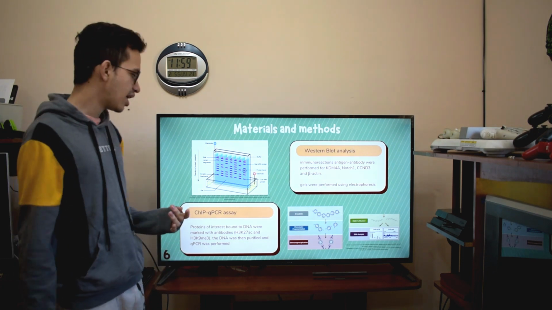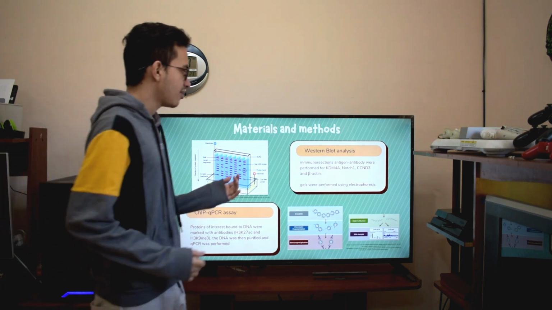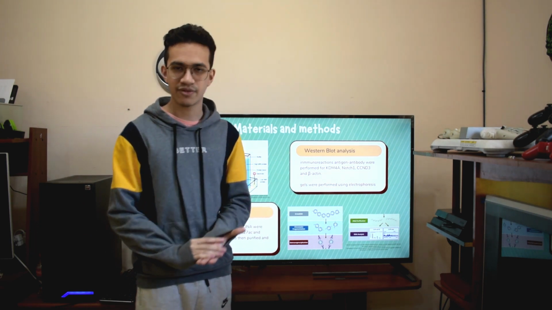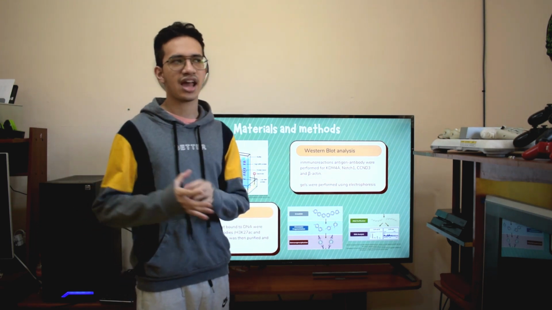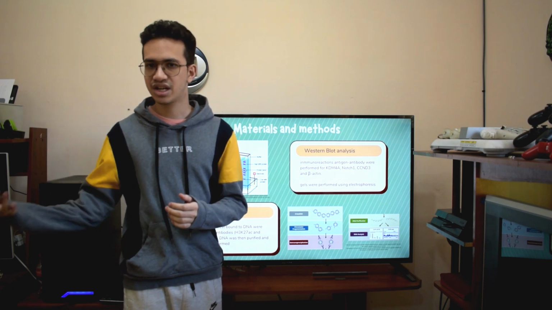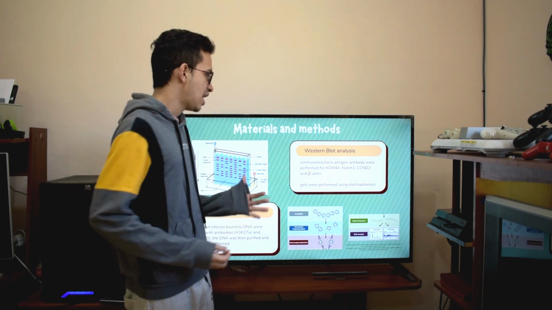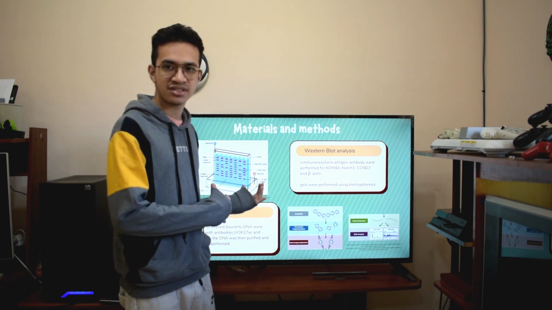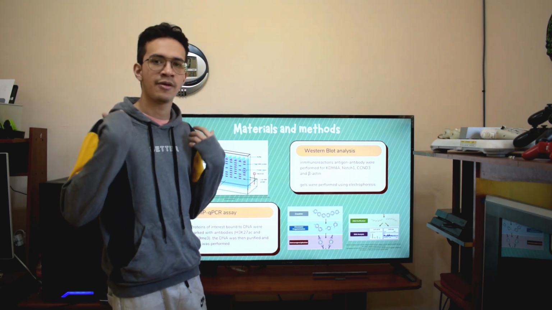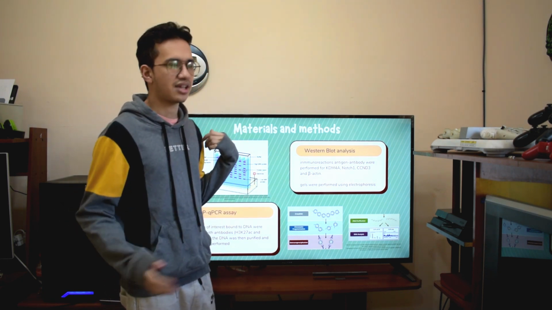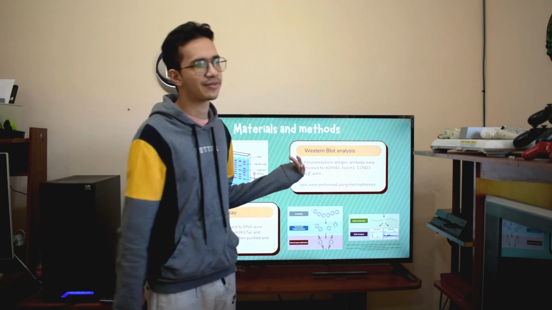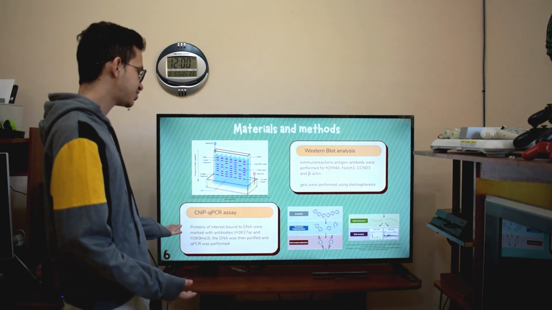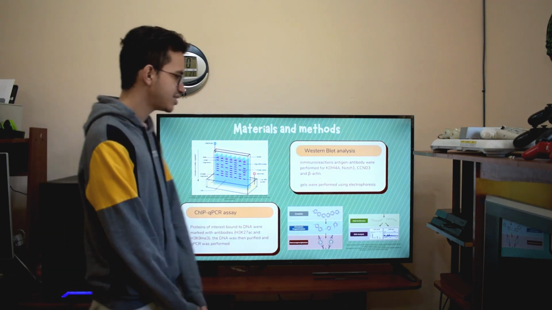The next one, after the electrophoresis, a Western blot was performed, which is basically an antibody-antigen relation. Antibodies that were specific for proteins important for the study were used to mark exactly these proteins. The next is ChIP-qPCR assessment.